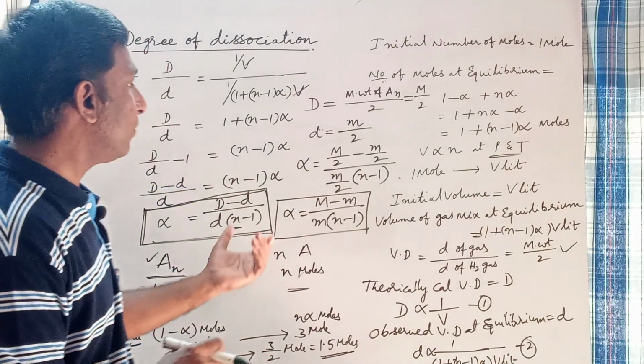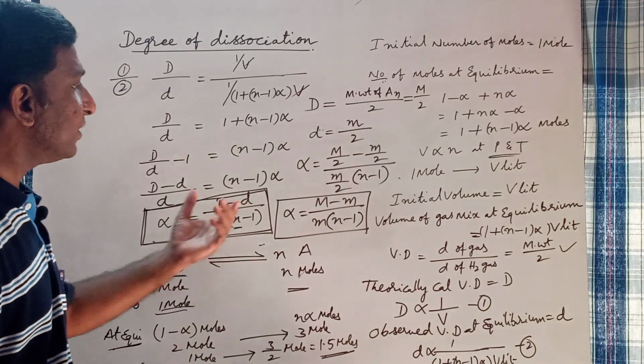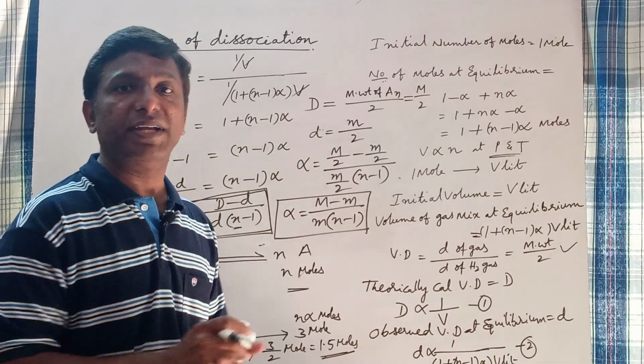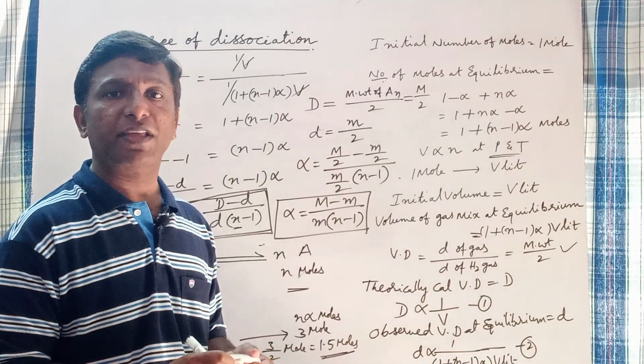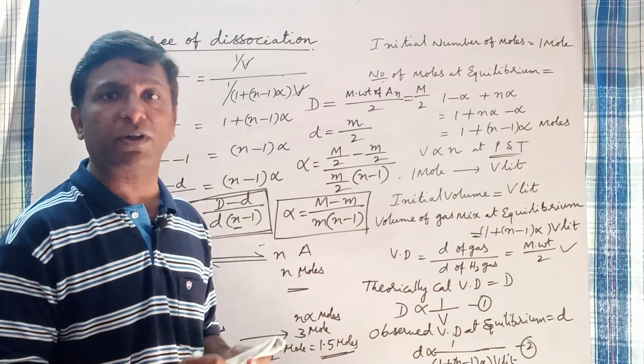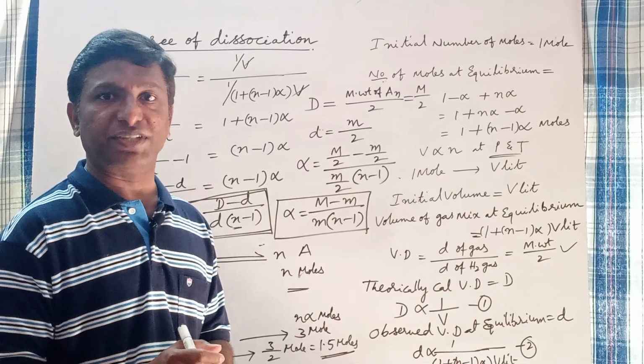So this is the formula to find out degree of dissociation. By using this formula, you can find out the degree of dissociation value or percentage of dissociation. Okay, so now we shall see one problem so that you get more clarity about degree of dissociation.